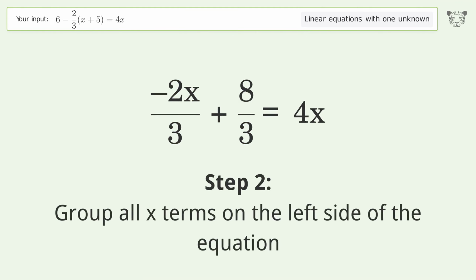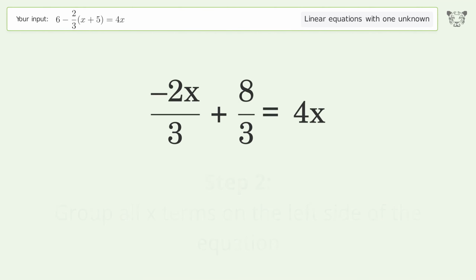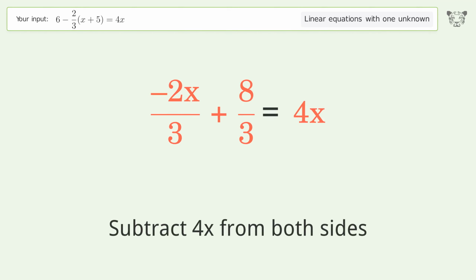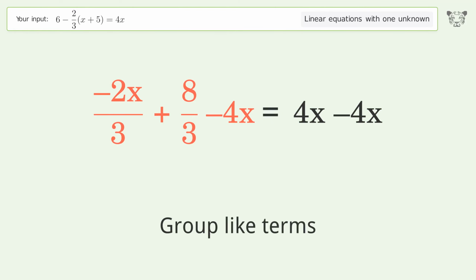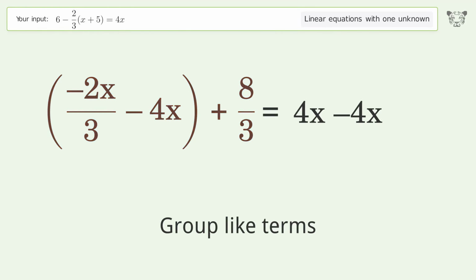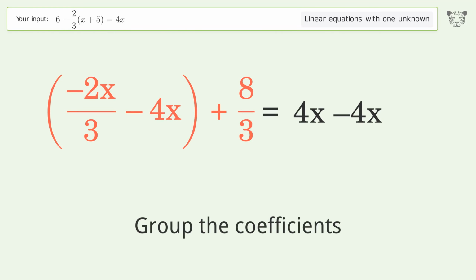Group all x terms on the left side of the equation. Subtract 4x from both sides. Group like terms. Group the coefficients.